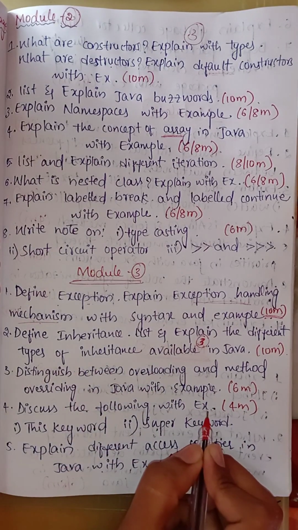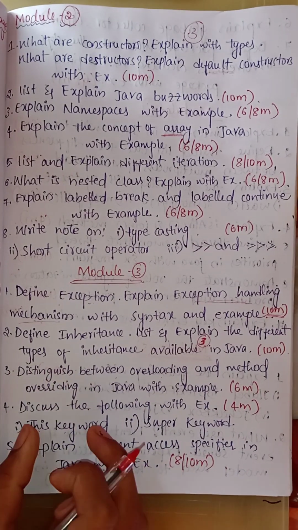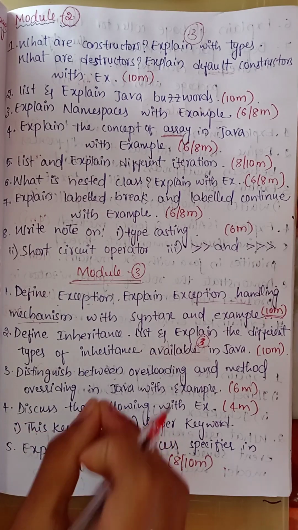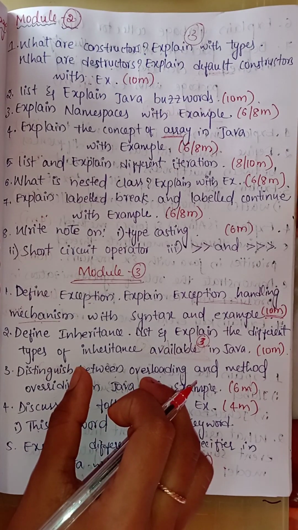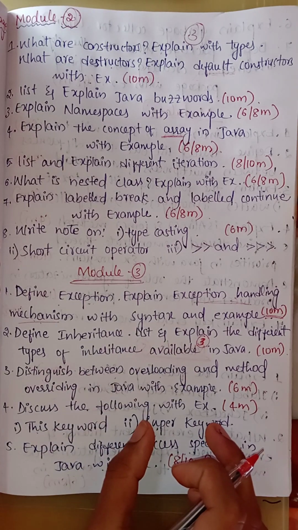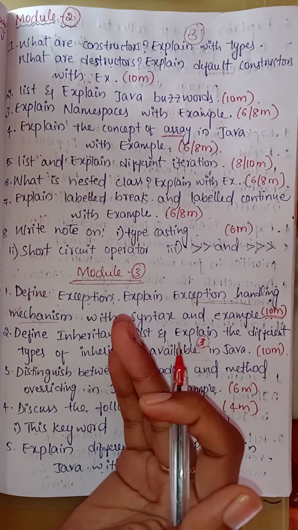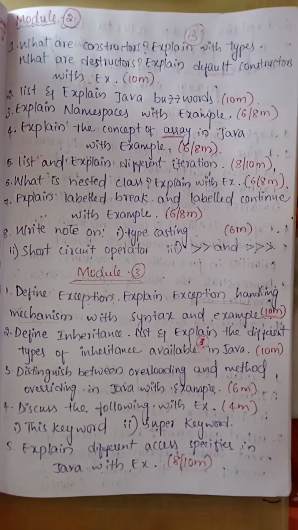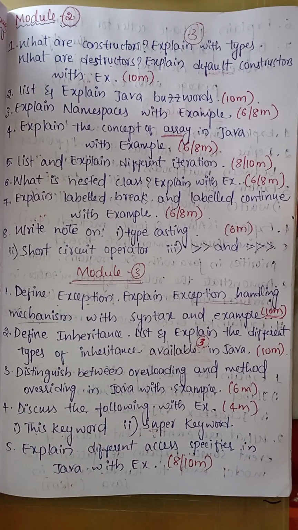Discuss the following with example: this keyword, super keyword. This keyword we use to represent the currently used variable, and super keyword for inheritance, for parent class and child class. For that we use super keyword. Explain different access specifiers in Java with example.